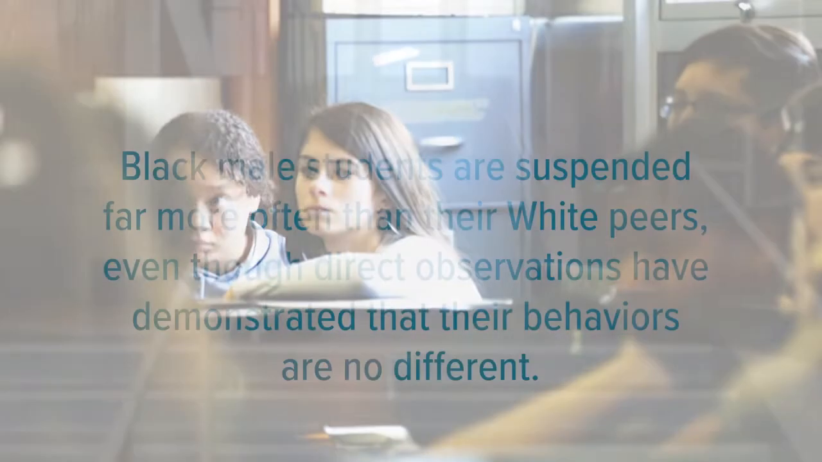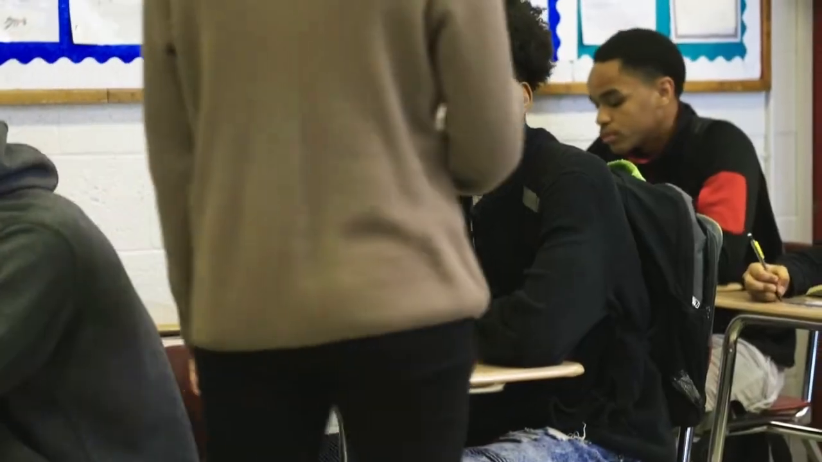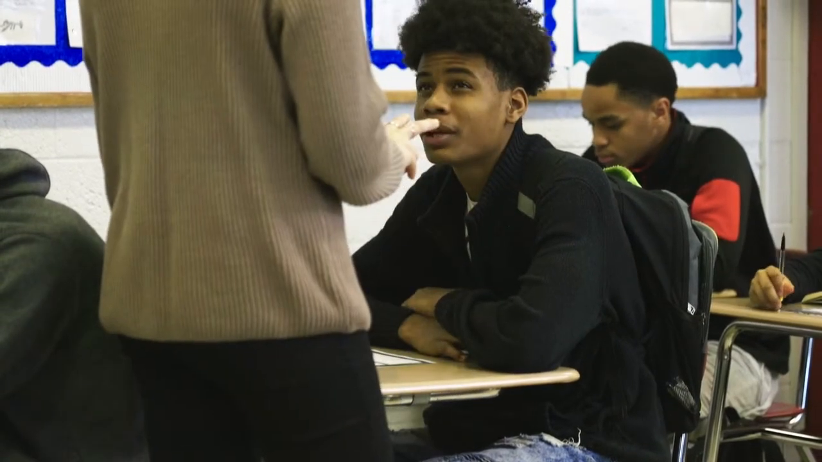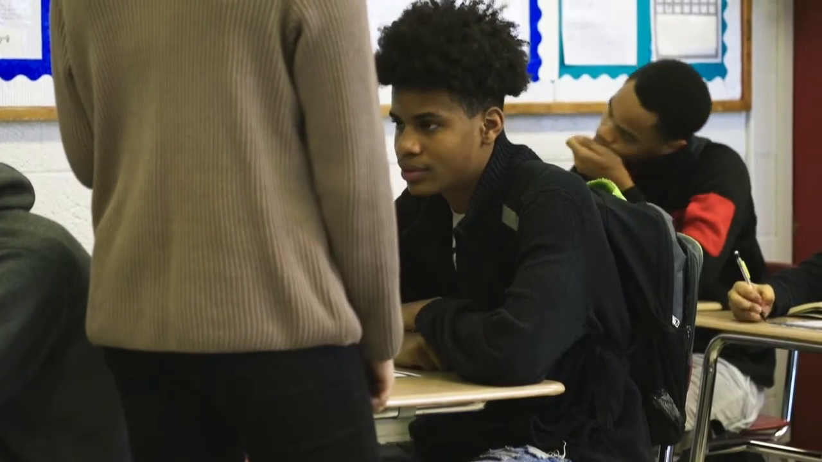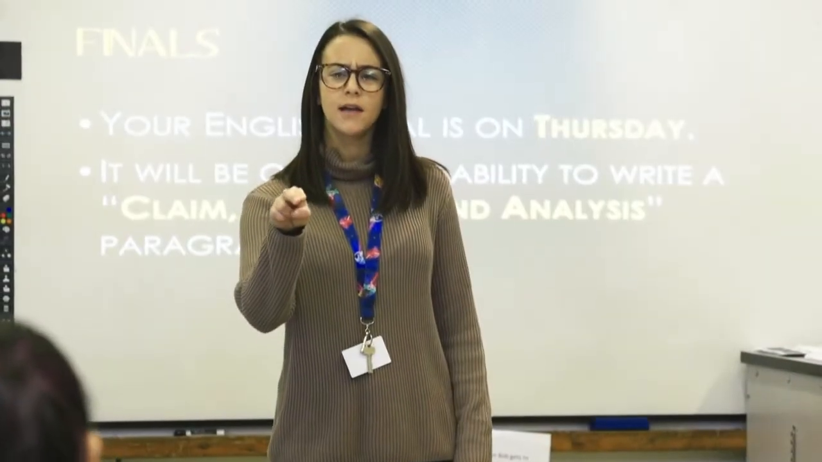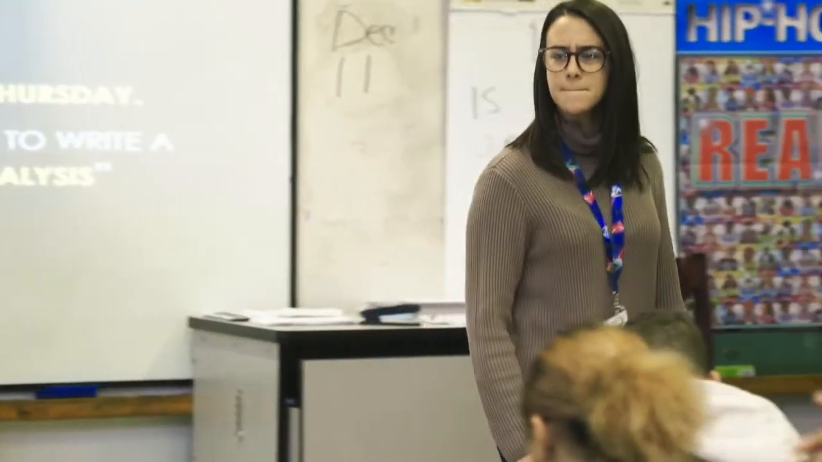For example, the data is clear that black male students are suspended far more often than their white peers, even though direct observations have demonstrated that their behaviors are no different. This means that the school environment, as it has been structured, puts black males at risk of suspension. Our job as educators is to mitigate the risk and put structures in place to support students and families, no matter their race, no matter their circumstances.